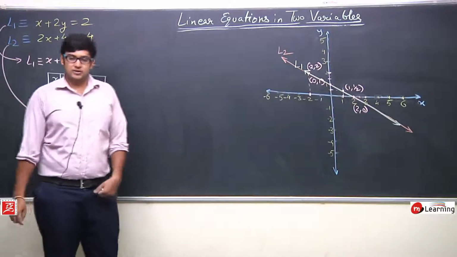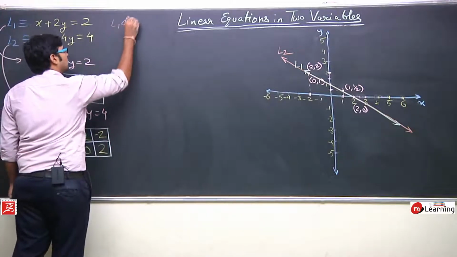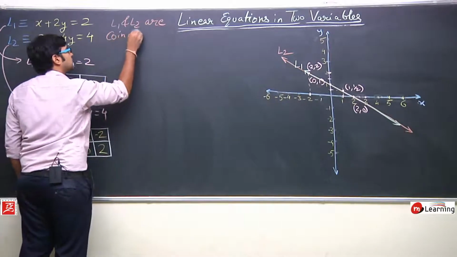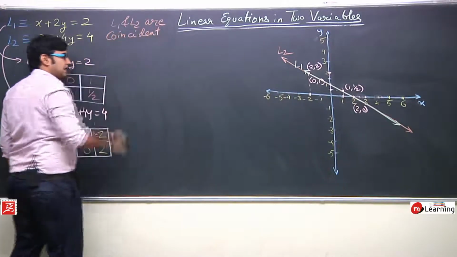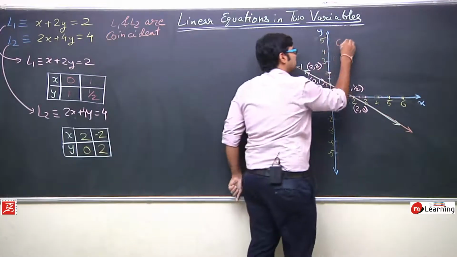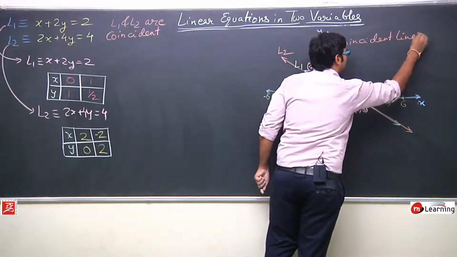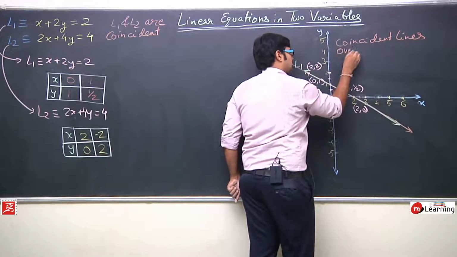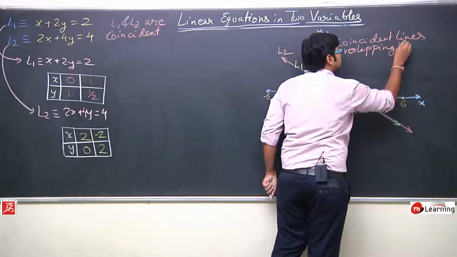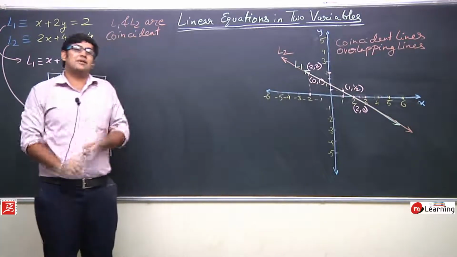So what we can observe is that L1 and L2 are coincident. What will we say? We will say that the two lines L1 and L2 are coincident lines, or overlapping lines. How are these two lines? These two lines are coincident, or we can say overlapping lines.